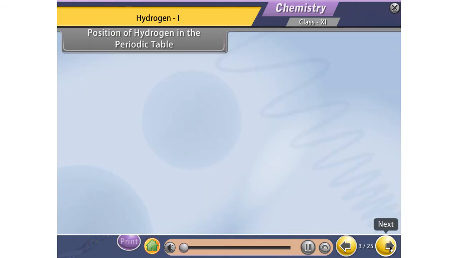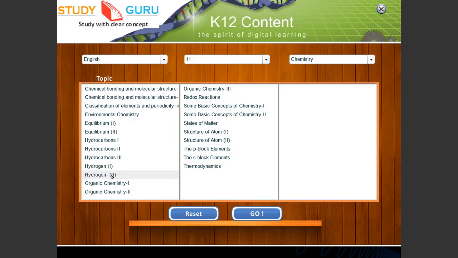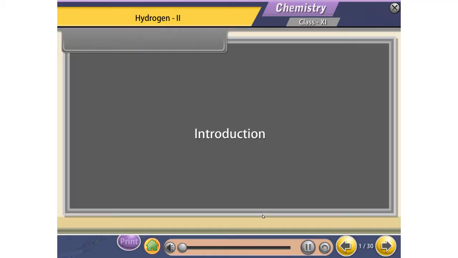Objectives: position of hydrogen in the periodic table. Hydrogen is the first element. Introduction.